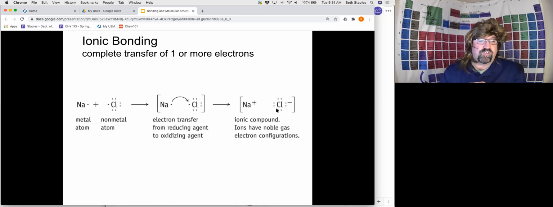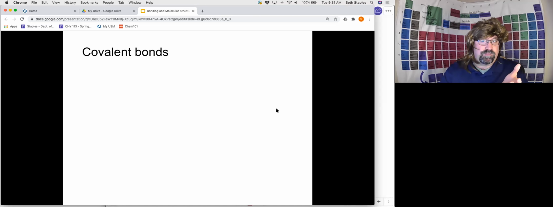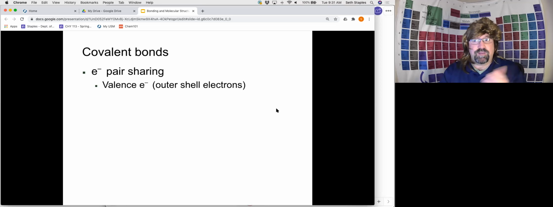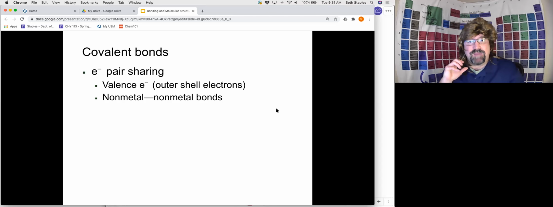Most of our discussion in the next week or so is going to center more around covalent compounds. So we have a shared pair of electrons, or more than one pair in some cases, as we'll see, shared amongst our valence electrons. And typically we're talking here about nonmetals to nonmetals.